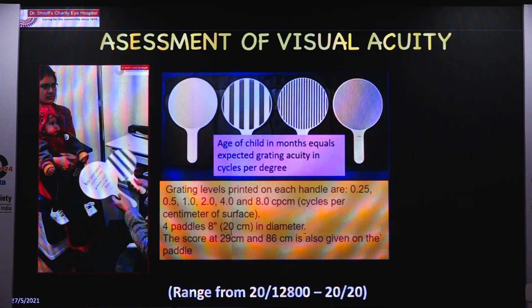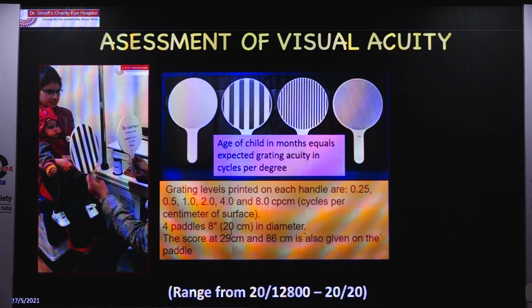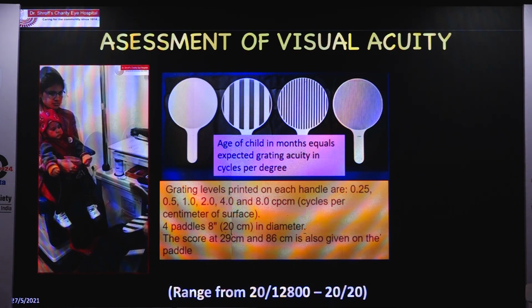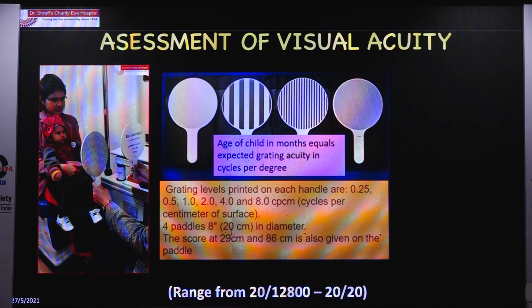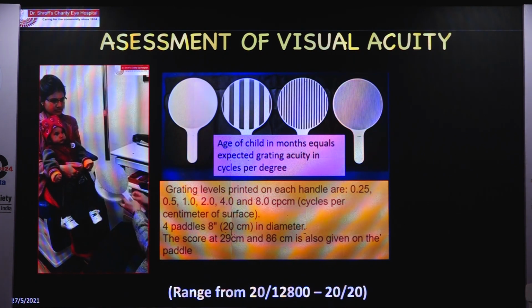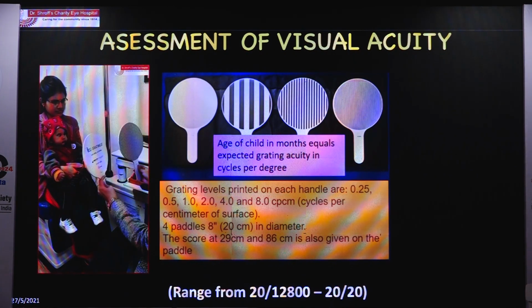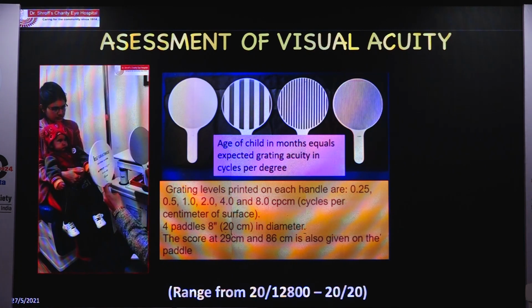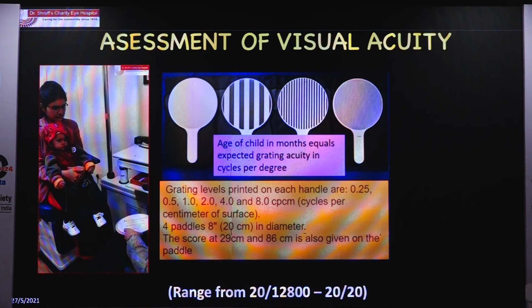Coming on to the assessment of visual acuity, these are videos which show how a Lea paddle is used, which has one diffuse background and one stripe background. Now the width of the stripes decreases as you see the child focusing on the wider ones. Then you can take another paddle which would have a smaller width.